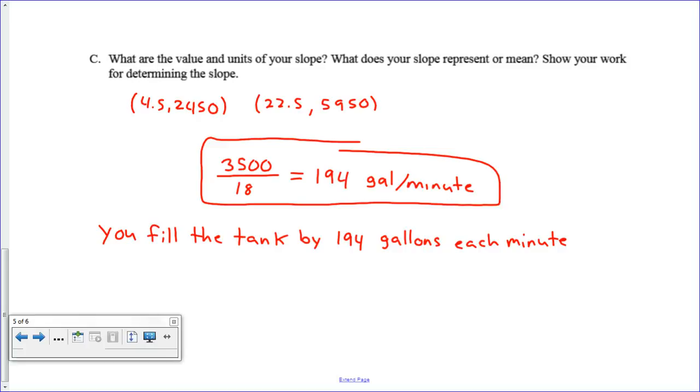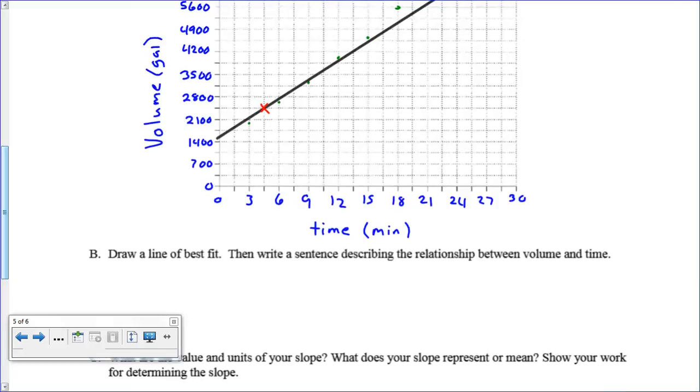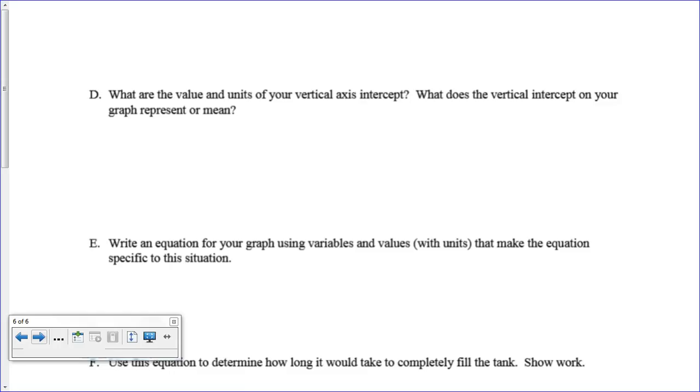Going on to the back page is going to ask us to find the vertical intercept. So if we look back up here, I see that my vertical intercept is just above 1400, maybe call that 1450. All right, so on this one, our vertical intercept is 1450. And the units on that, since it's on the vertical axis there, are going to be gallons. And I think that a good interpretation of this would be it's the number of gallons at time 0, or it's the initial volume of gasoline in the tank when you started filling it.